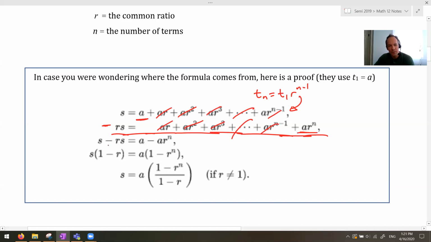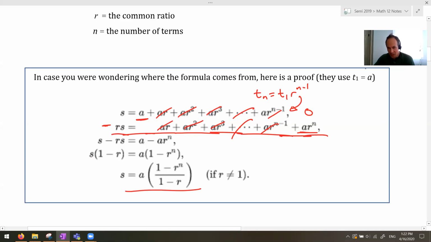So S minus rS. Keep in mind there would be a 0 up here, so 0 minus ar to the n gives negative ar to the n. Then, of course, we can factor out S from the left side, and divide this term down to the other side to get this. If that was all kind of fast, feel free to go back and watch it again, but it's not even super important that you remember that. I'm never going to ask you to derive that again, but I wanted to at least show you where it comes from.